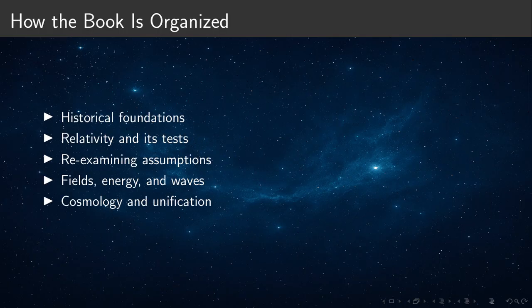How the book is organized. The book is organized as a progression, not as disconnected topics. It begins with history, moves through relativity and its successes, then gradually steps back to examine deeper assumptions about space, energy, fields, and ultimately, cosmology.